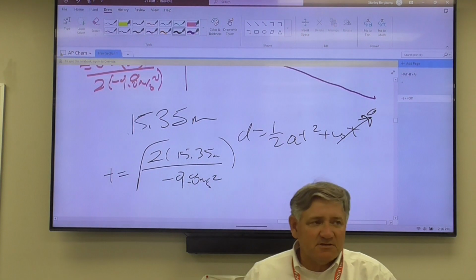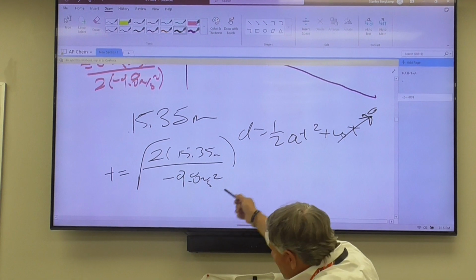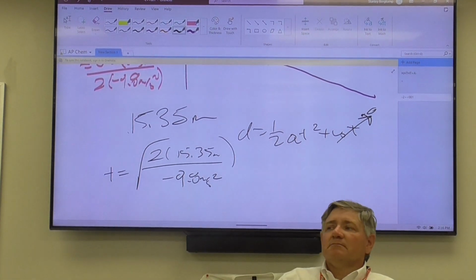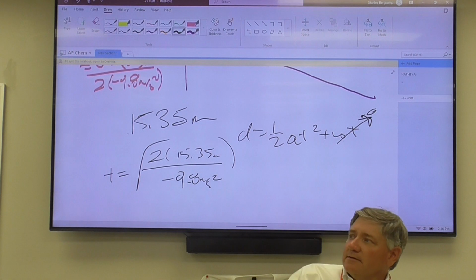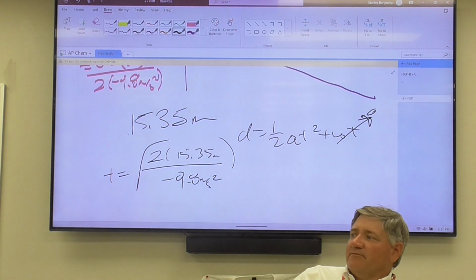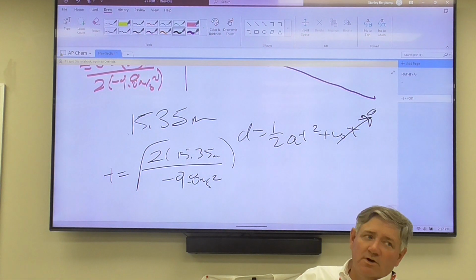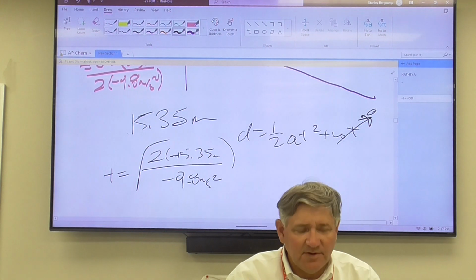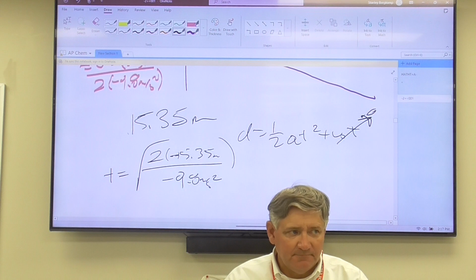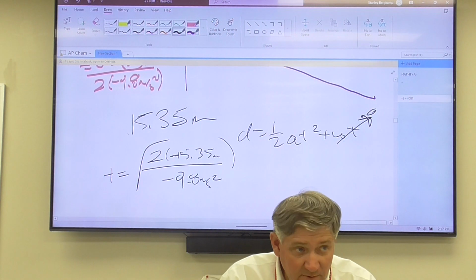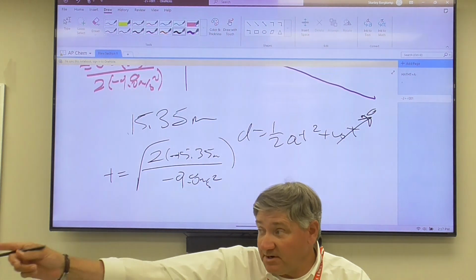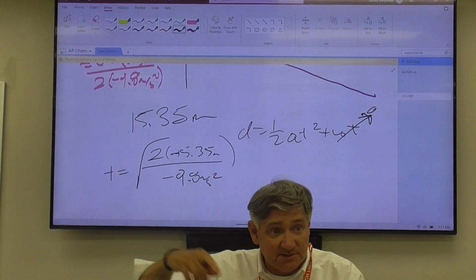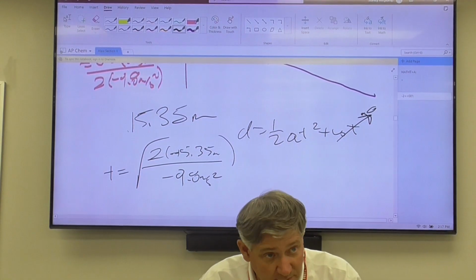Now, y'all have been my students long enough. Am I going to let that slide? No. Why? You're going to have a negative underneath the radical. So what should you do? Put negative 15.35 there. Okay? You're still going to get the 1.77 seconds. You're still going to get that exact same answer. It's just a personal preference on what you do. Okay?